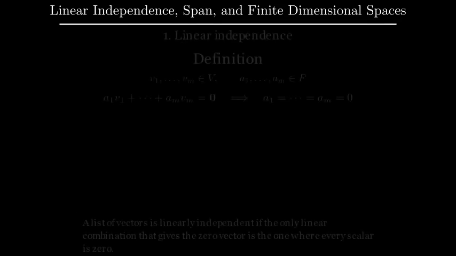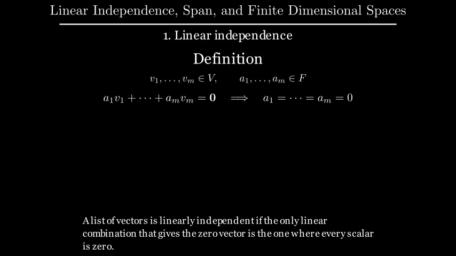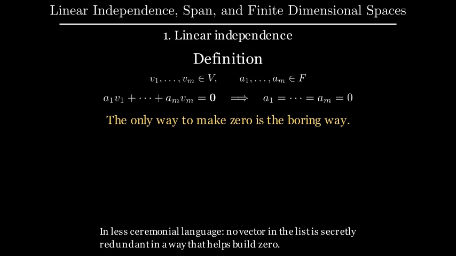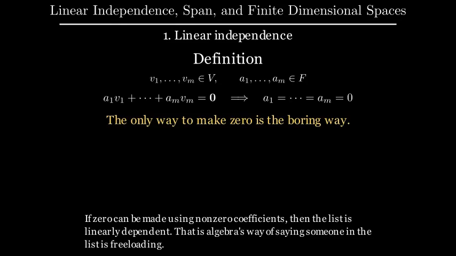A list of vectors is linearly independent if the only linear combination that gives the zero vector is the one where every scalar is zero. In less ceremonial language, no vector in the list is secretly redundant in a way that helps build zero. If zero can be made using non-zero coefficients, then the list is linearly dependent. That is algebra's way of saying someone in the list is freeloading.